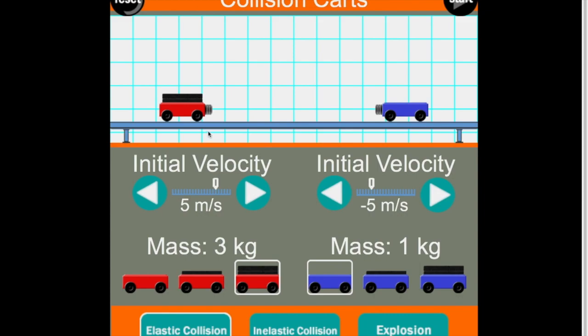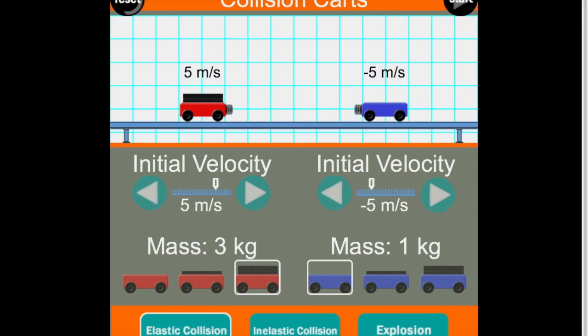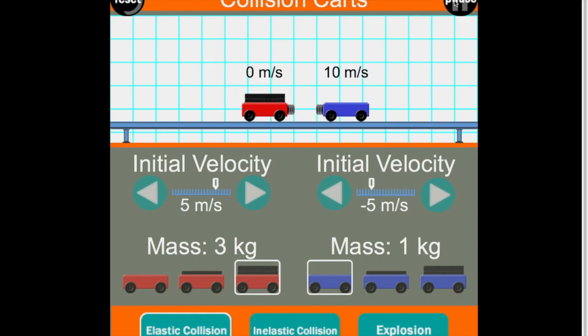Well, what is the total momentum of the system? Momentum is mass times velocity. So over here, this moving cart, 5 meters per second, its mass is 3, that momentum is 15. Over here, this moving cart, -5 meters per second, 1 kilogram, that's -5. So 15 and -5, what is the total momentum of the system? 10, right? So let's see what happens.